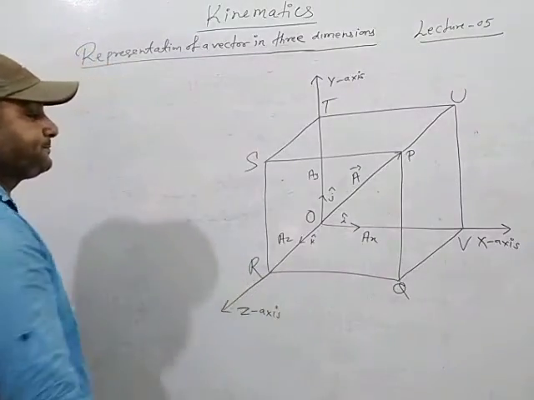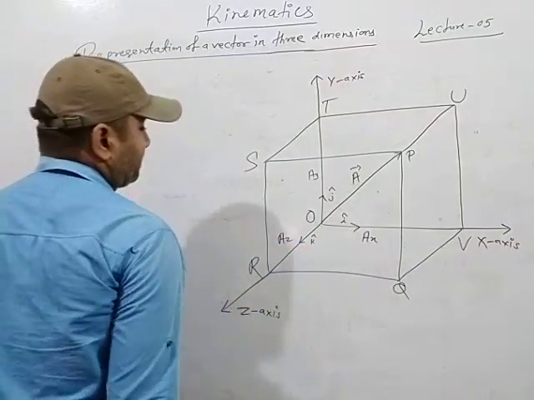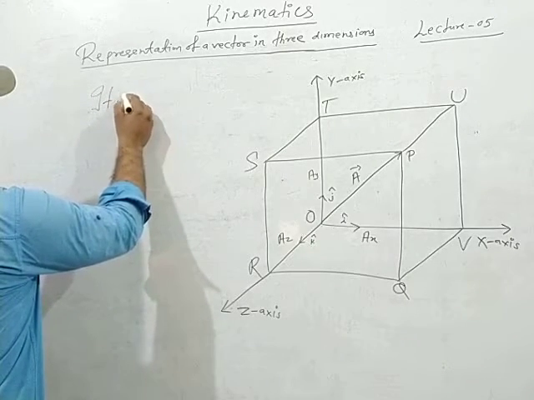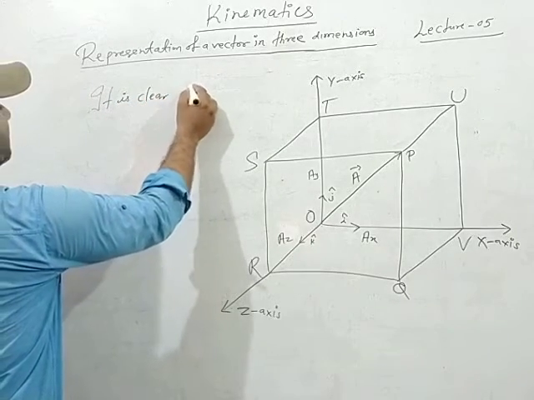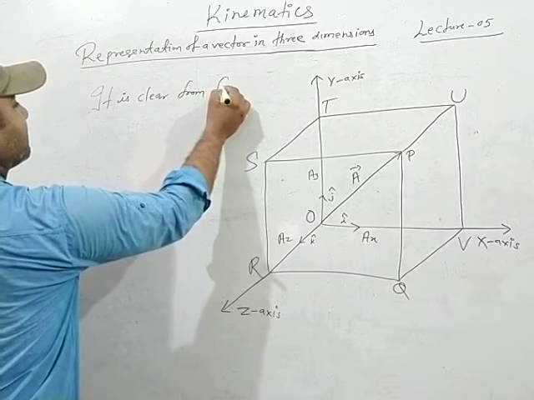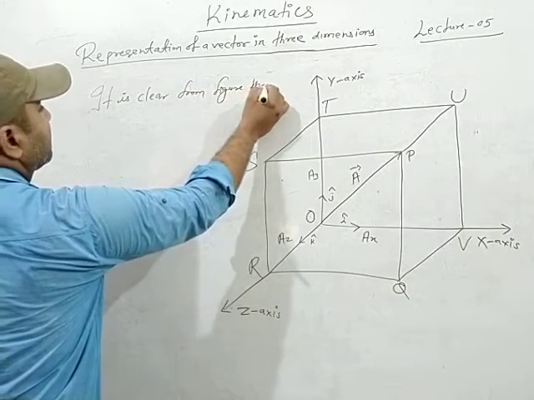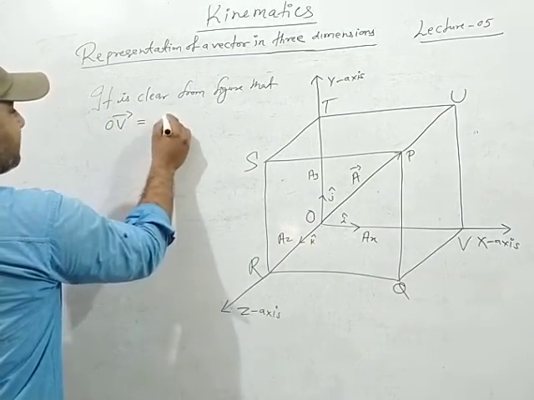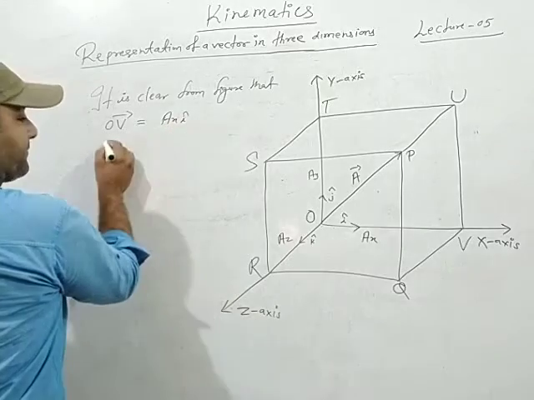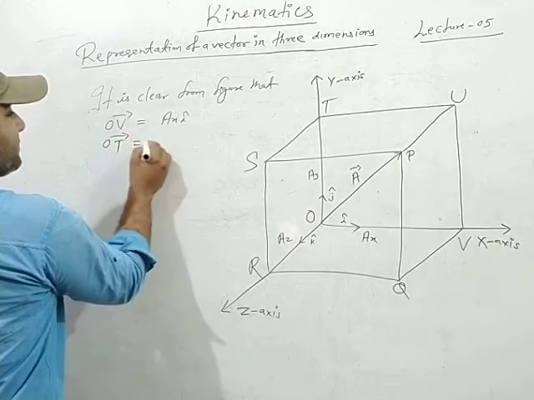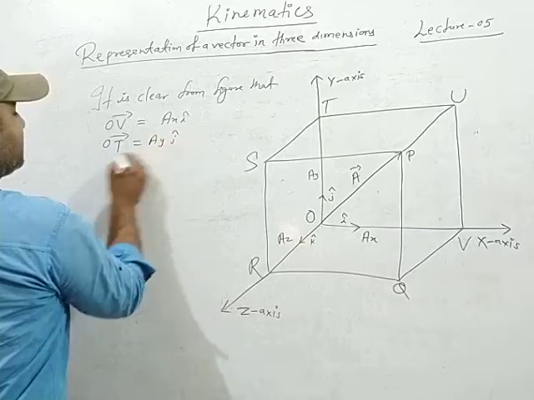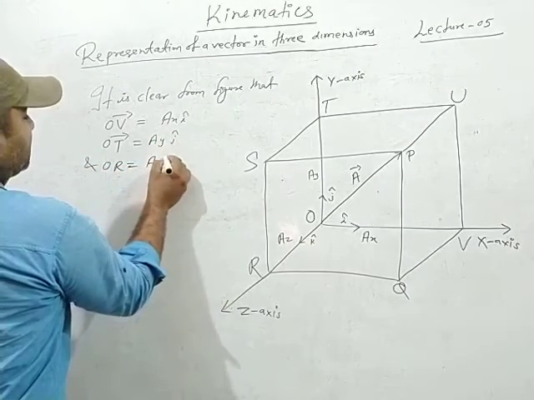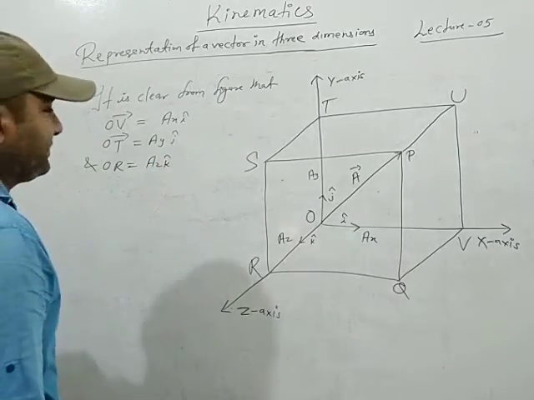So vector OV, from the figure it is clear that OV is equal to what? ax i. OT is equal to vector ay j, and OR is equal to az k. Clear?